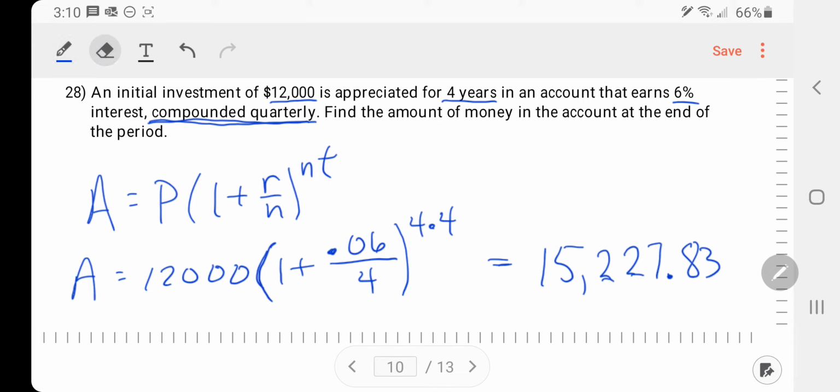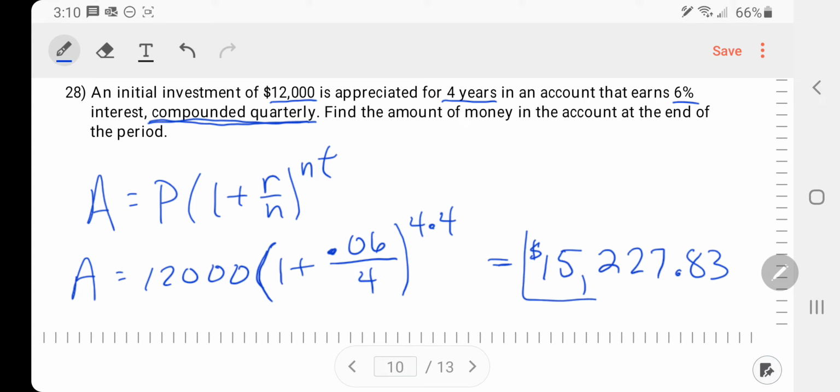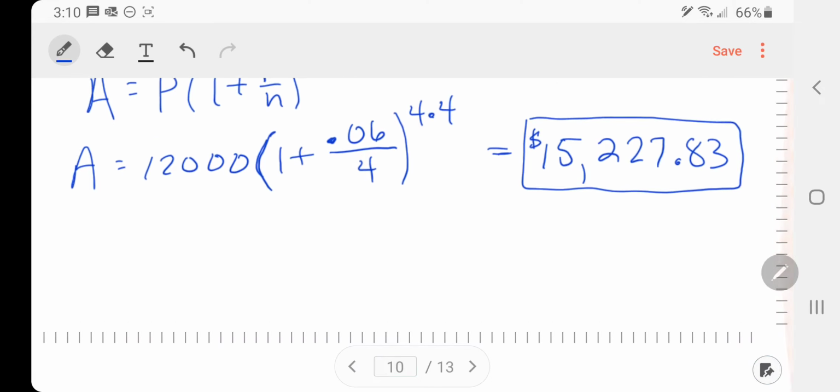Okay, and I feel like I wrote that terribly. Let me erase those and finish that out again. $15,227 and 83 cents. And again, now that 15 looks too big. Just like so. Bam. 28 is done. That's the end of page 10.